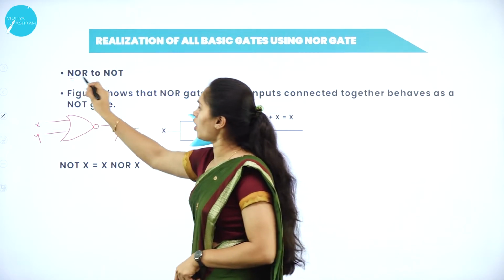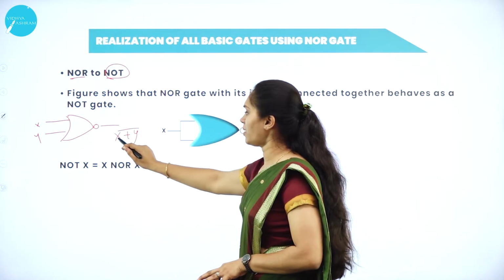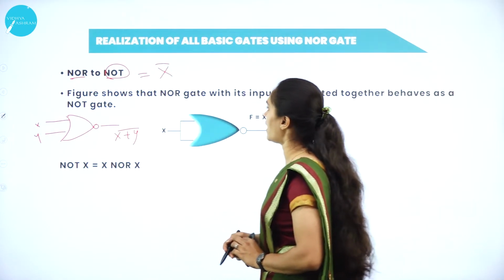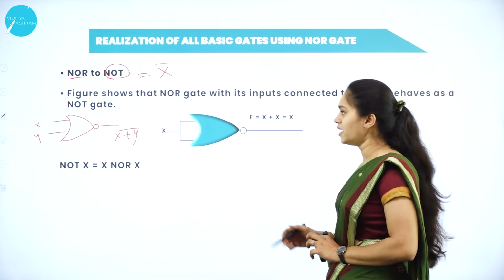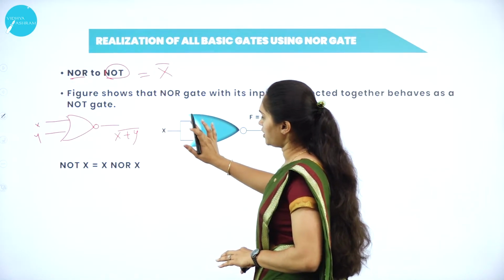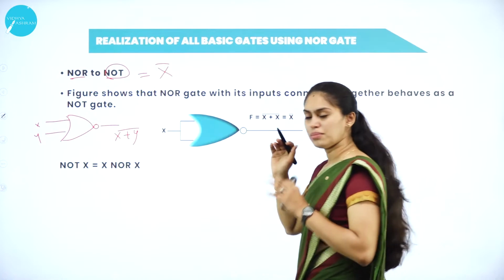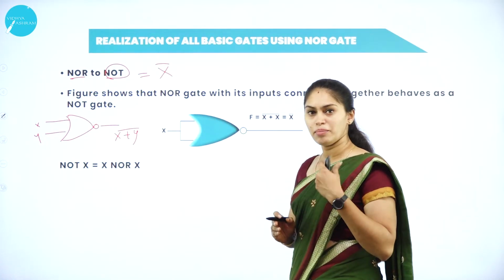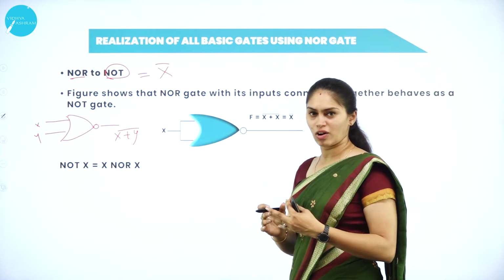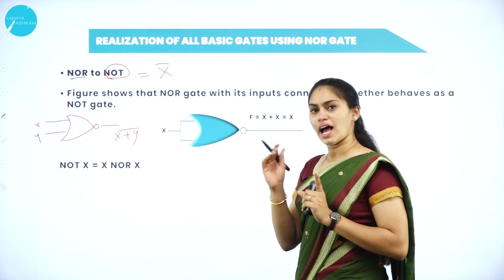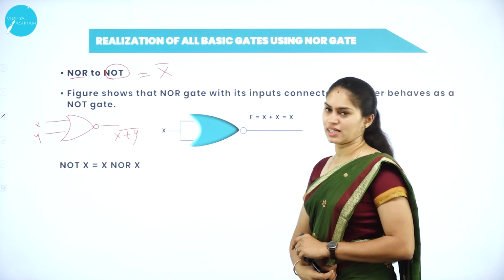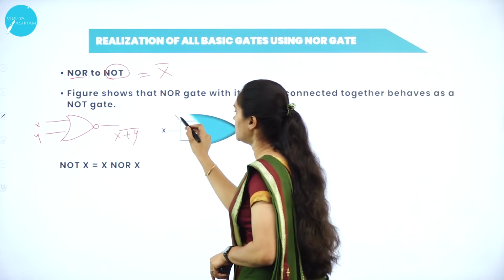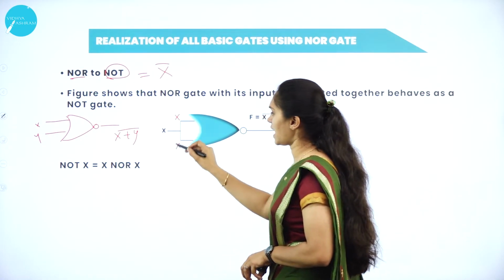So when it comes to NOR to NOT, NOR is nothing but x plus y whole bar. What I'm expecting then? I'm expecting x bar as my output, right? When it comes to the NOR gate, here purposely we are shorting the inputs. Why? Because to get a NOT gate, it has to take only one input and it is going to produce only one output signal. So x will be the input. But you have to understand, it has 2 inputs, that is x and x.